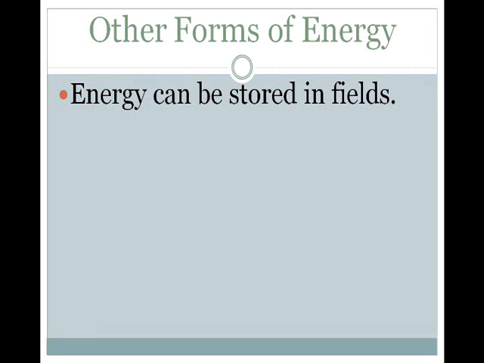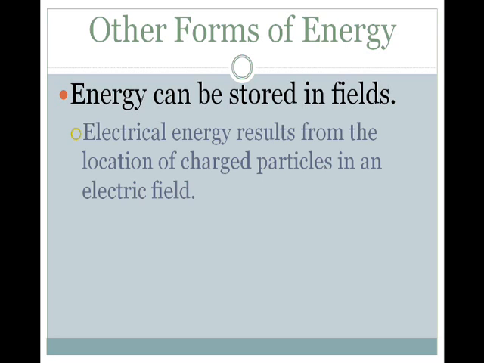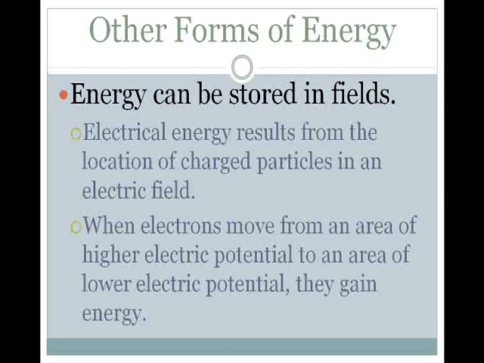Now, energy can be stored in fields. And I'm not talking about a cornfield or a cotton field. I'm talking about electrical fields. Electrical energy results from the location of charged particles in an electric field. If the charged particles are lined up correctly, then you have electrical energy. When electrons move from an area of higher electric potential to an area of lower electric potential, they gain energy. And this is an example of when we were talking about the other forms of energy, that the non-mechanical forms of energy are still different types of kinetic and potential.